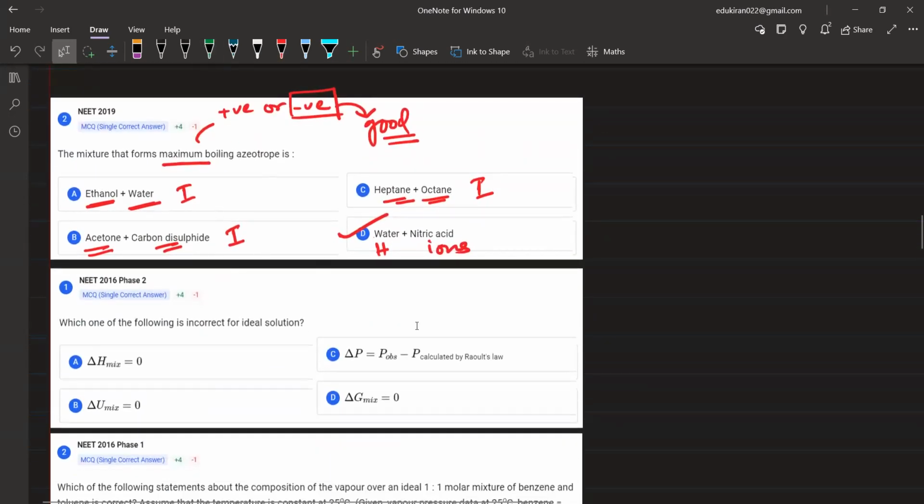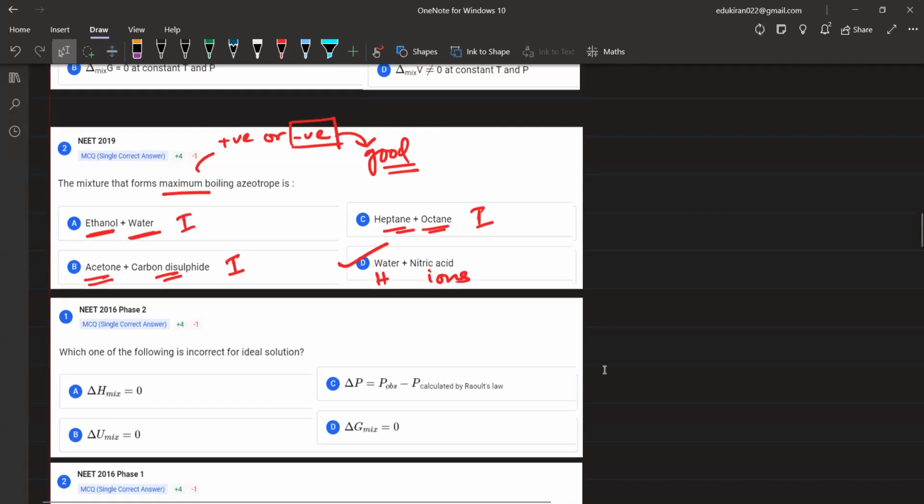Next, tell me this question. Which one of the following is incorrect for an ideal solution?